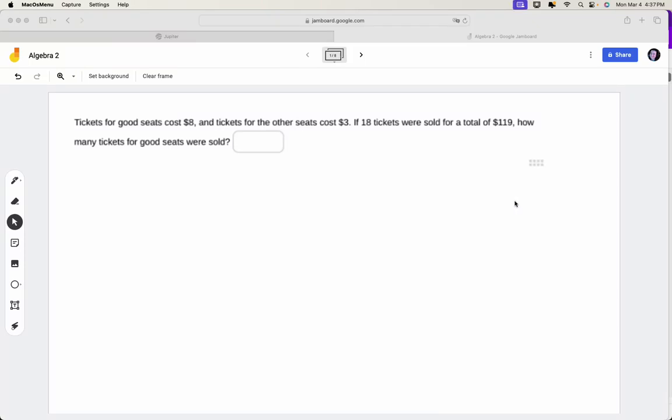So these are those 3 problems you need help with. Here's the first one. Tickets for good seats cost $8. All right, so we've got good seats. Let me get the pen here. Good seats are equal to $8. Okay. Tickets for other seats, whatever they are, those are $3. So we have a value here. If all 18 tickets were sold for a total of $119.